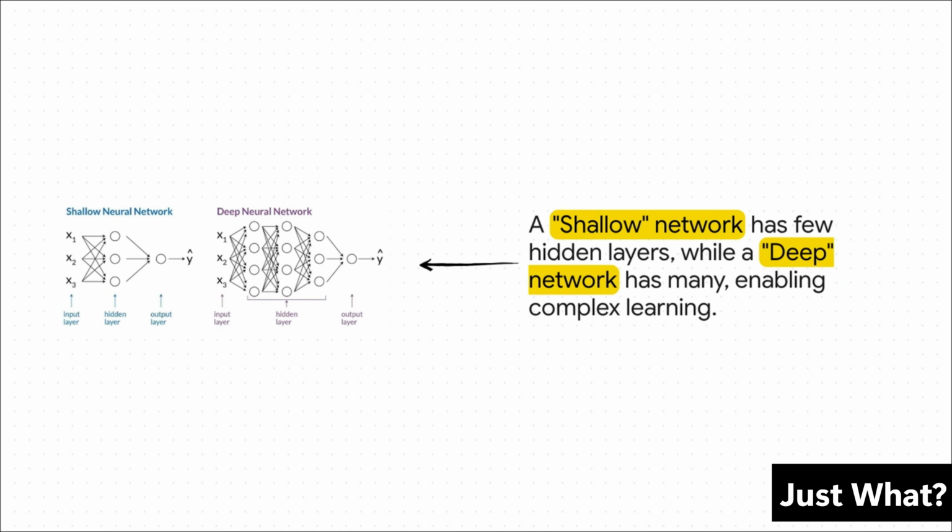So when you hear that big buzzword, deep learning, this is literally all it is. It's not some unknowable magical thing. It simply means a neural network that has a lot of hidden layers, like the one on the right. More layers just give the network the ability to learn much more complex, much more sophisticated patterns in the data.